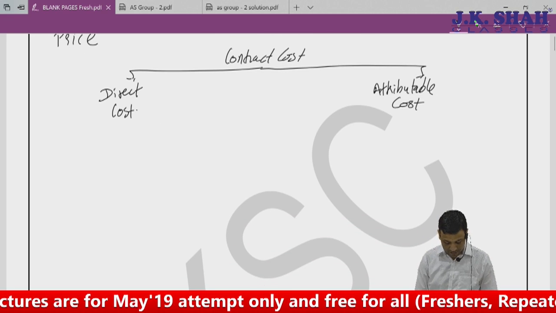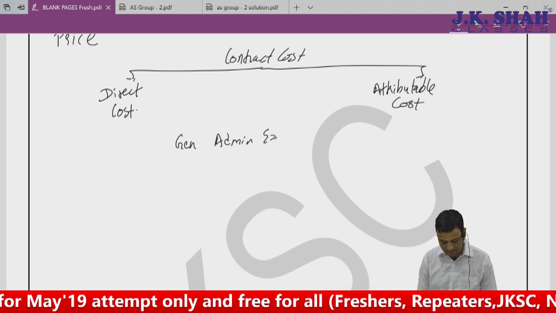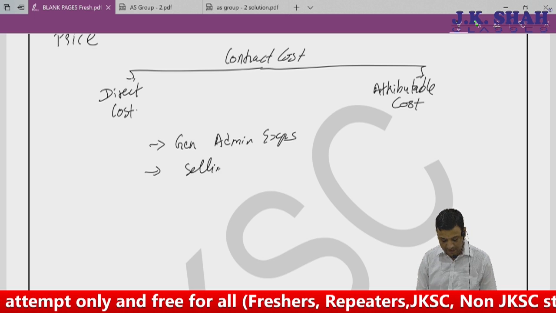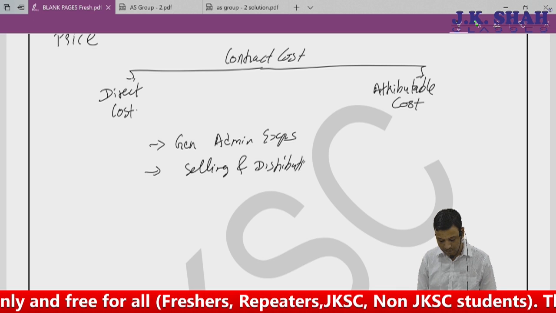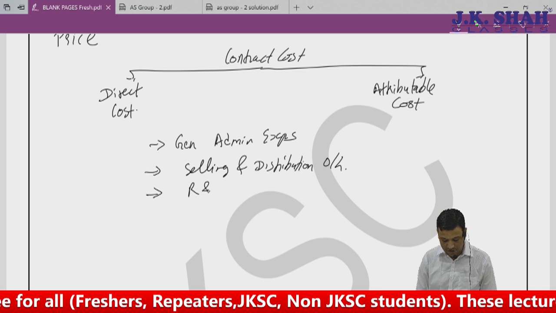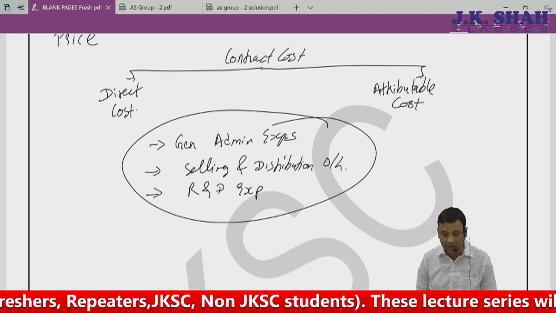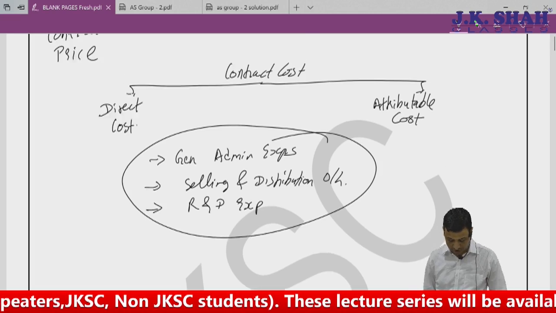But general admin expenses, selling and distribution overhead, and research and development expense do not form part of my contract cost. They will not form part of my contract cost.